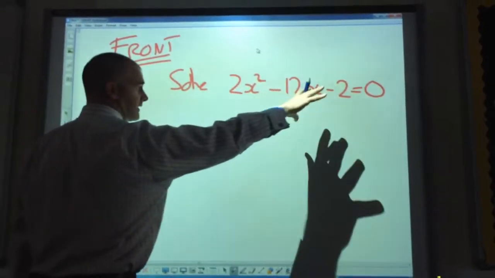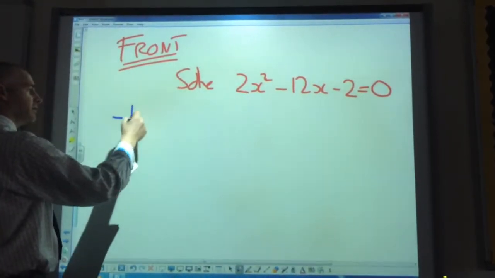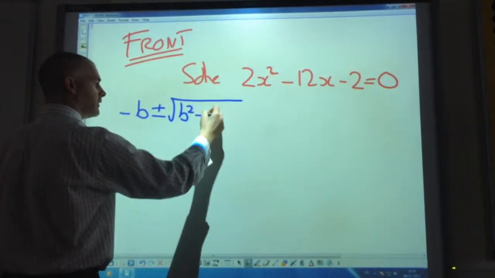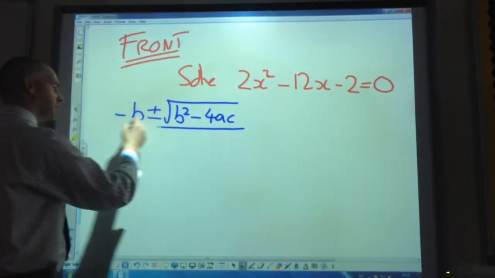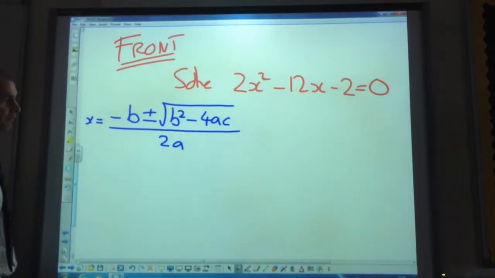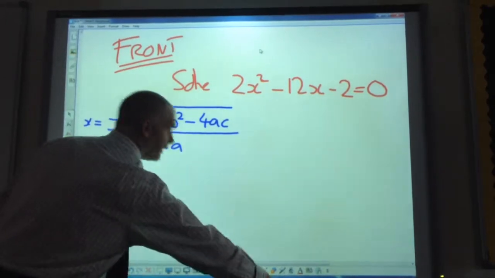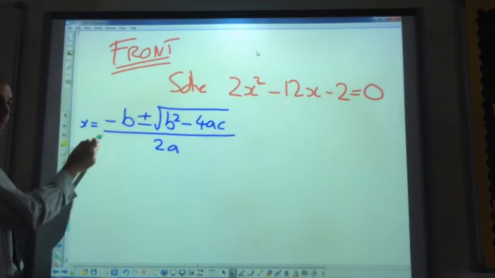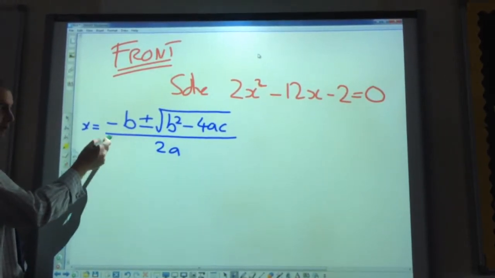Quadratics using the quadratic formula, which is this: x equals minus b plus or minus the square root of b squared minus 4ac, all divided by 2a. The first thing you need to realise is that this is given to you on the exam paper, so you don't have to remember it, although it's really useful to remember it.